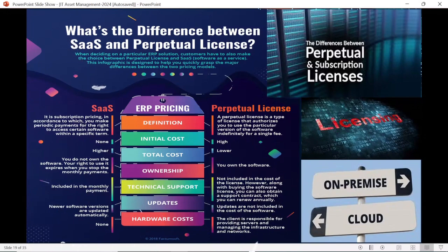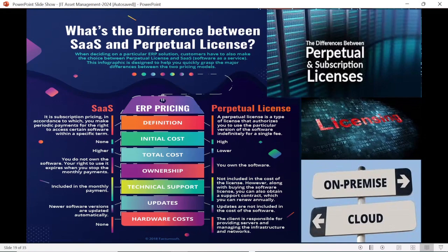In perpetual, you will get the ownership of the product, but you are not going to be the owner of that product in the case of the subscription and SaaS model, because if you miss the renewal, then you will lose the right to use the product, and you will have to uninstall it.